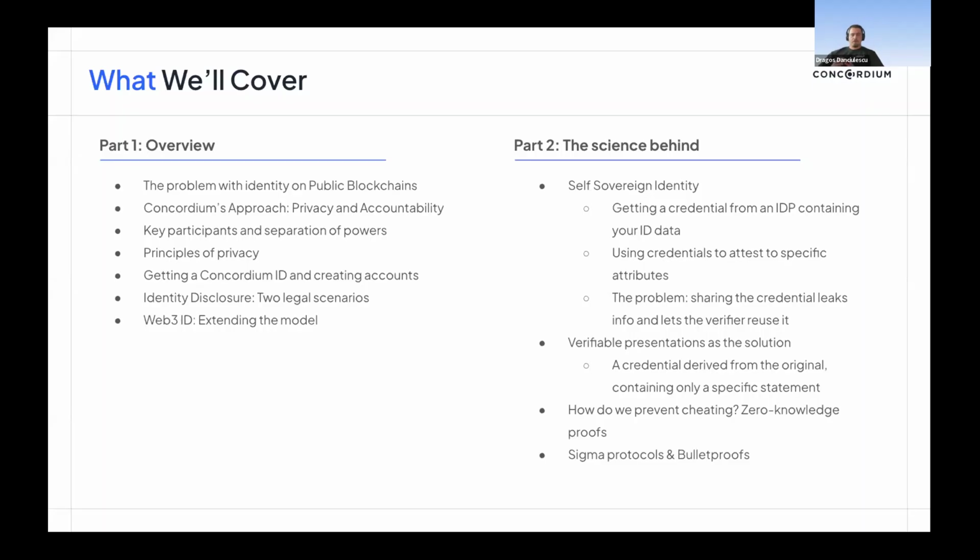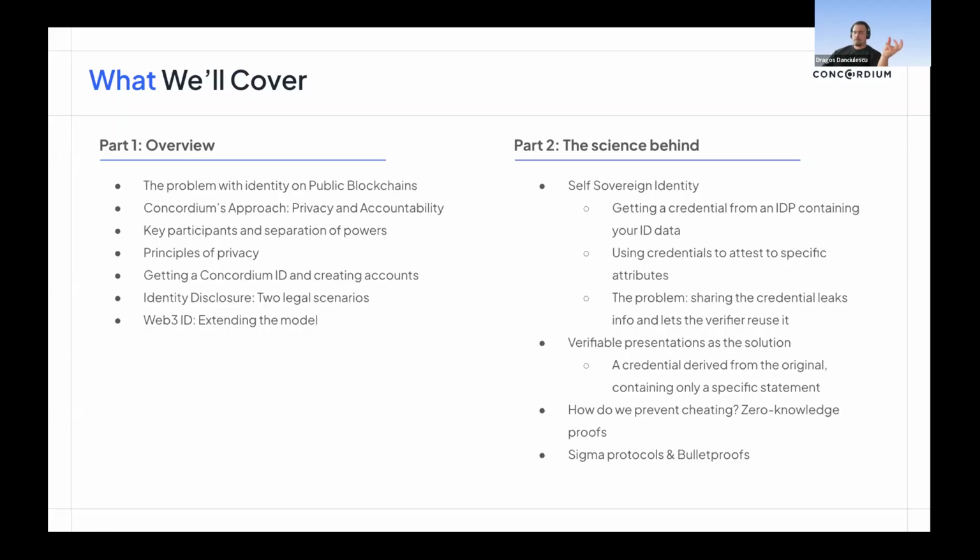For a bit of an overview of what we'll cover today, the first bit that I'll be doing will be an overview. We'll mention the problem with identity on public blockchains, Concordium's approach, privacy and accountability, the key participants and the separation of powers, principles of privacy. We'll explain how to get a Concordium ID and how to actually create an account using our wallets. And then we'll actually mention the identity disclosure process with 2 examples of legal scenarios. And finally, we'll be shortly mentioning Web3 ID, which is extending the base identity model.